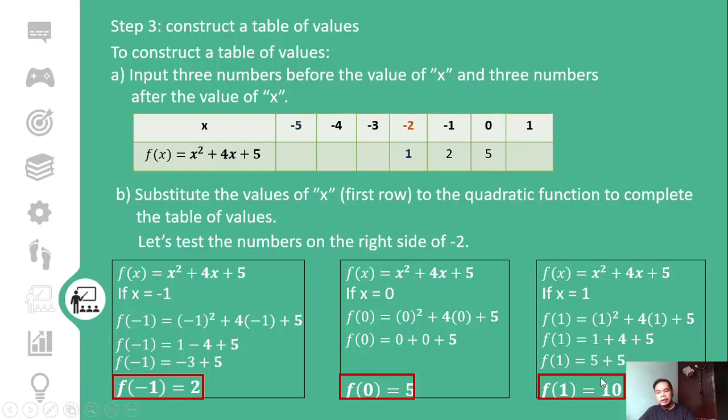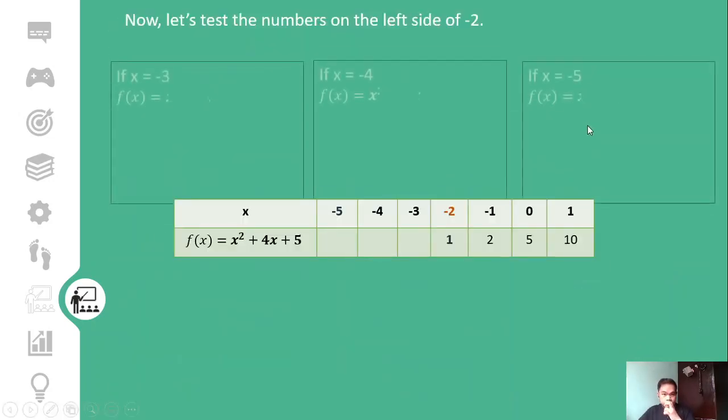So therefore, the function of x in x squared plus 4x plus 5 if x is equal to 1 is positive 10. So ang ilalagay naman natin dito ay positive 10. Okay? Now, let's go to the other half of our table.